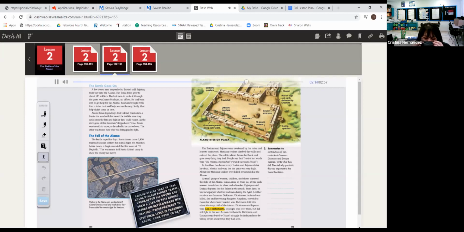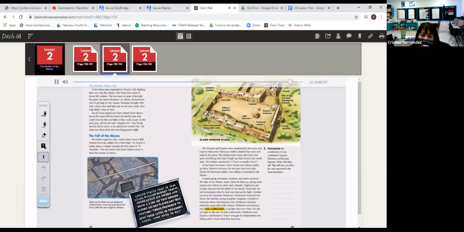Another survivor was Susanna Dickinson. Dickinson's husband was killed. She and her young daughter, Angelina, traveled to Gonzales, where Sam Houston was. Dickinson told him about the tragic fall of the Alamo. Dickinson and Esparza were non-combatants, or people who were there but did not fight in the war. As non-combatants, Dickinson and Esparza contributed to Texas's struggle for independence by telling others about what they had seen.